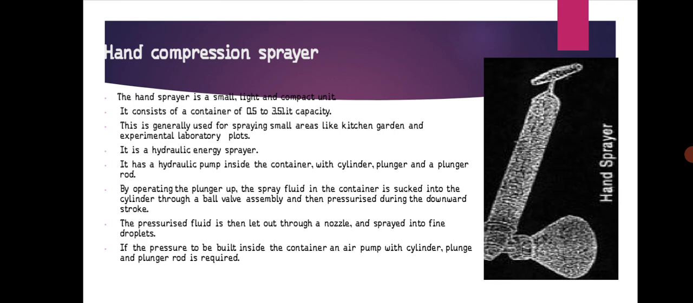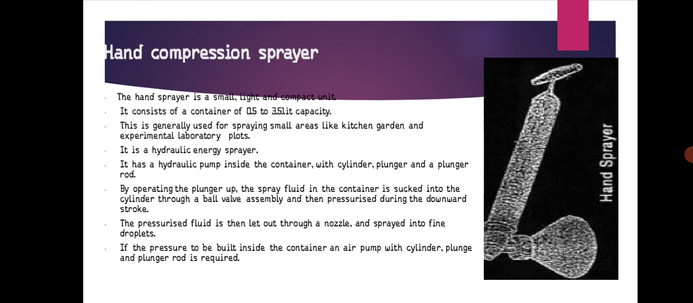Hand compressed sprayer. The hand compressed sprayer is a small, light, and compact unit. It consists of a container of 0.5 to 3.5 liter capacity. This is generally used for spraying small areas like kitchen gardens and experimental laboratory plots. It is a hydraulic energy sprayer. It has a hydraulic pump inside the container with cylinder, plunger and a plunger rod.